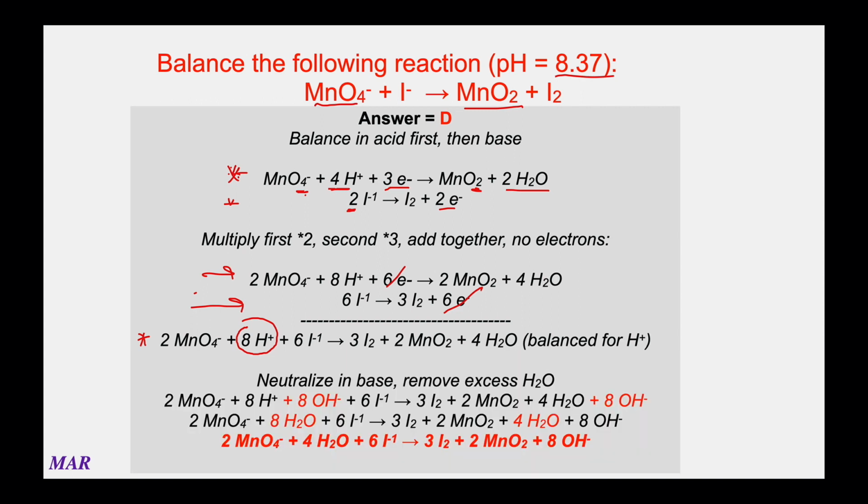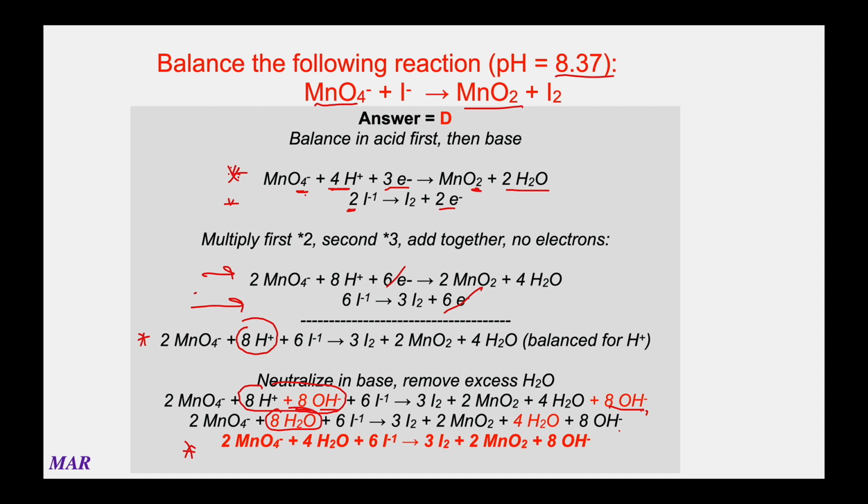So as you can see, there are some steps here, but let's talk about them. First of all, here's the 8 hydroxides being added to both sides. The 8 H+ and 8 OH- make 8 waters, and I still have my 8 hydroxides there, but I need to now take care of the excess waters. So I'll subtract 4 waters from both sides, and bam, answer D is the answer. And this one now is balanced in base for a pH greater than 7. It has hydroxide and water, but there's no H+.